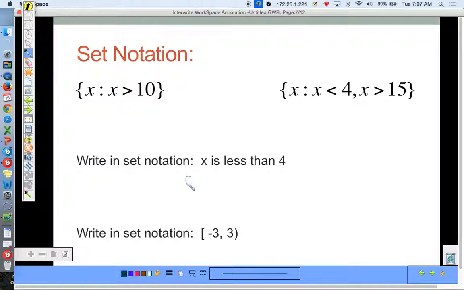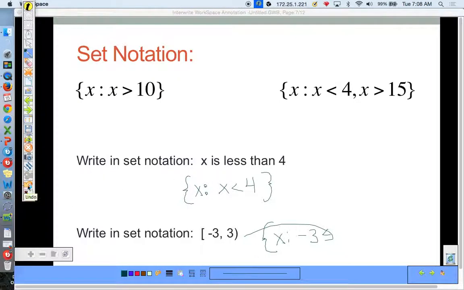So set notation, it's x such that x is less than 4, and then we can close our brackets. And now we have something in interval notation, and we need to write it in set notation. So x such that -3 is our smallest. It could equal -3. So we have -3 less than or equal to x, which is less than 3, and then we can close our bracket.